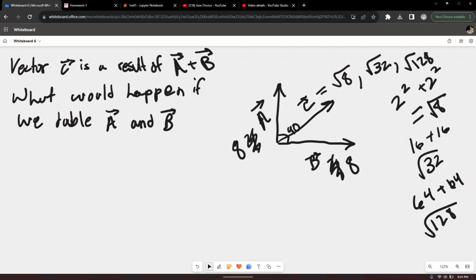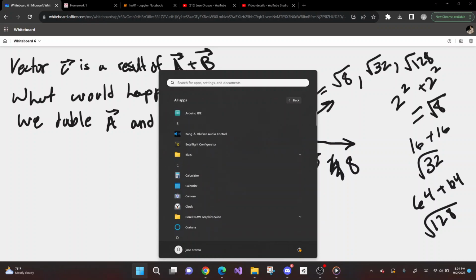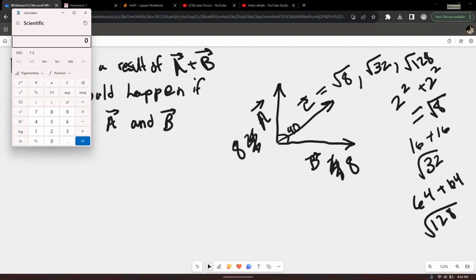Now from this, let's go ahead and decipher what's actually going on with this vector C that we have to find. Let's go to the calculator. Okay, so if we look at the radical of 8, it's 2.8, and then we look at the radical of 32. That's 5.6. If we clear that, and we take the radical of 128, well, that's 11.3.